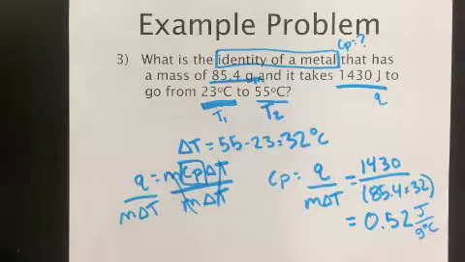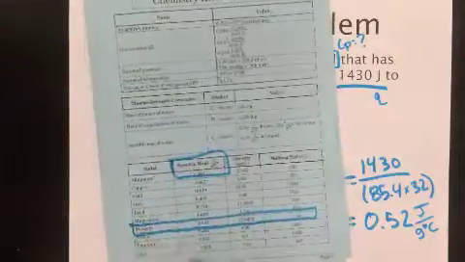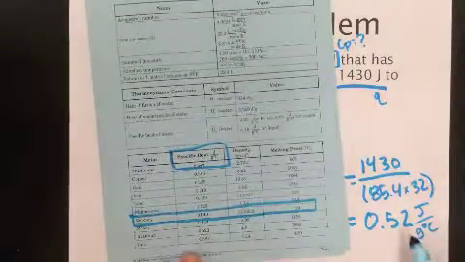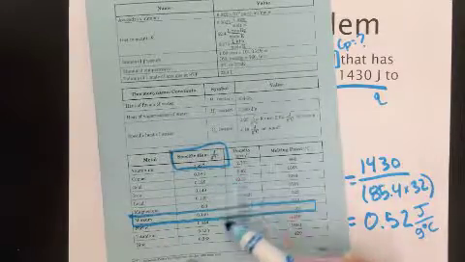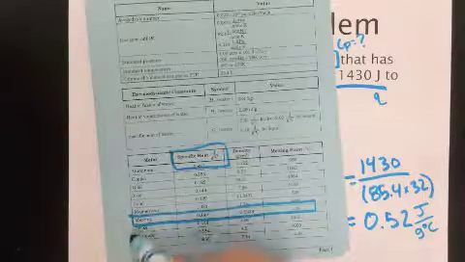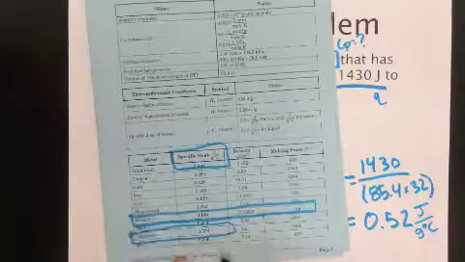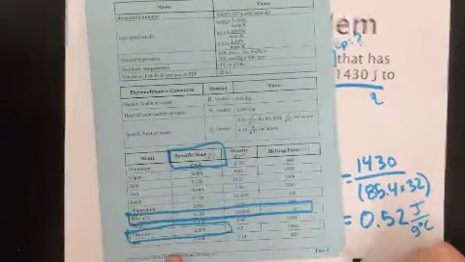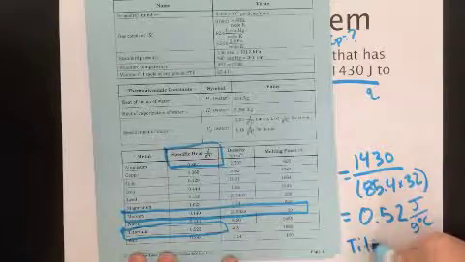Now remember, that's not your final answer. The question is asking for the identity of the metal. So what you're going to do is take this value and compare it to the values on your reference table and match up your answer. So the one that's the closest to it is going to be titanium. 0.52 equals titanium. So your answer is that.